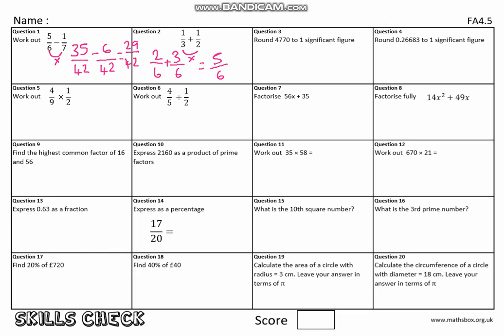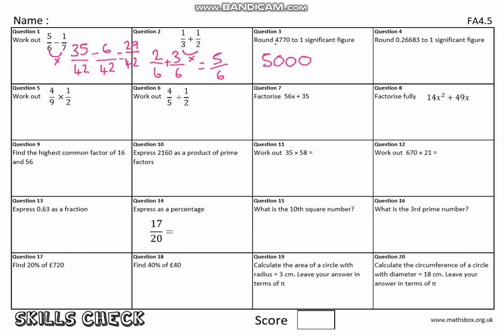So on to the next one, it says round 4,770 to one significant figure. So I'm going to look at the first number that I've got, which is a 4, because that's my first significant figure. Then I've got to look at the number next to it. Now if the number next to it is a 5 or above, then I'm going to have to change my first number up 1. But if it was 4 or below, then I could leave it the same. But this time it's above 5, so I'm going to change my 4 to a 5. And therefore it becomes 5,000 to one significant figure.